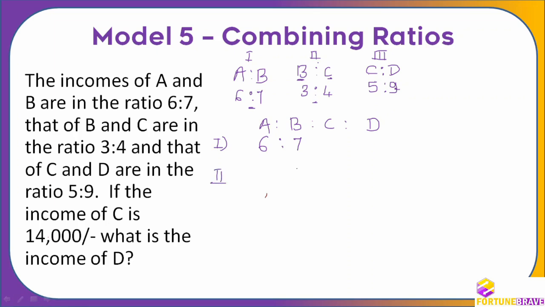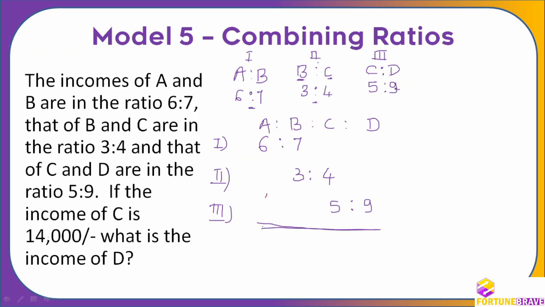Second one is 3 is to 4, and then the third ratio is what? C is to D. C is to D is how much? 5 is to 9. Okay, so if there are 3, how do we do it?